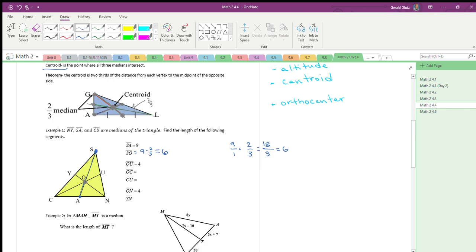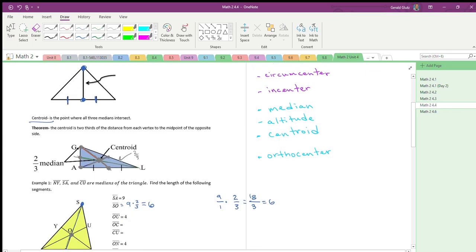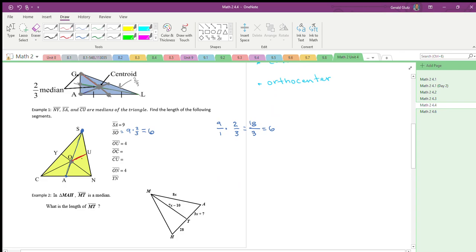OU is 4, so then I have to find OC. So OU is 4, so what's going to be the length of the entire thing? If this is 4, I need to figure out a length right here. To find out CO, if I knew the whole thing, I'd multiply times 2/3. But I don't know that. So I need to figure out what number... whoops, I probably shouldn't tell you the answer right away.